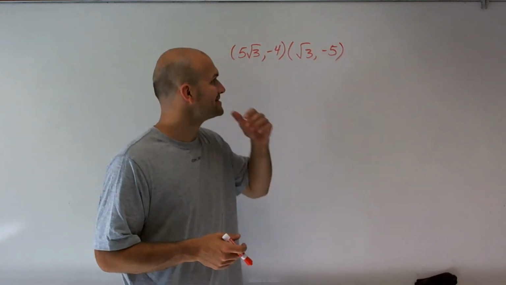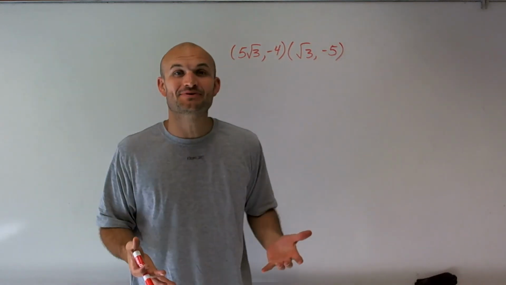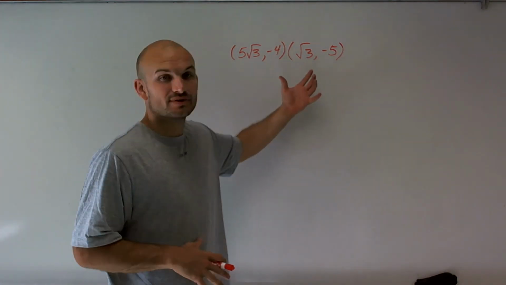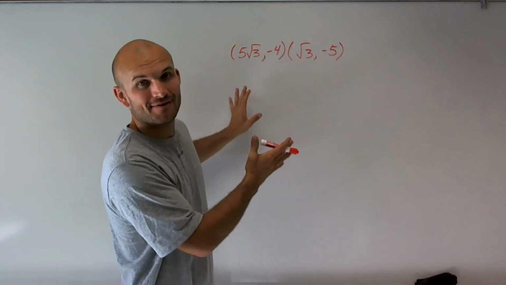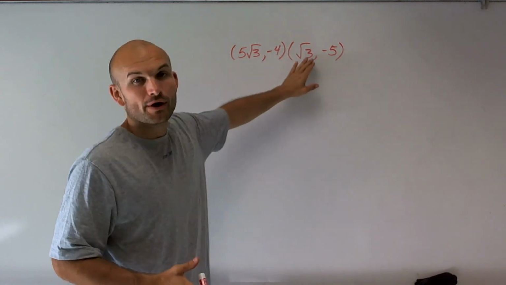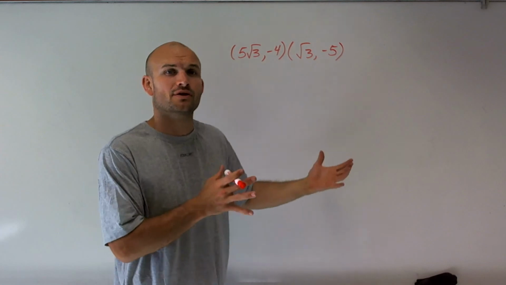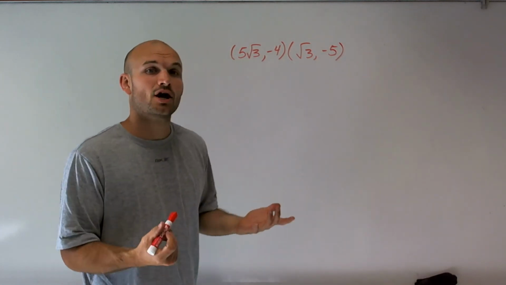Welcome. What I want to do is show you how to find the distance between these two coordinate points. Since it's kind of hard to graph these, because I have the square root of 3 here, which is going to be pretty difficult to graph on a coordinate plane to use other methods, what I can use is our distance formula.